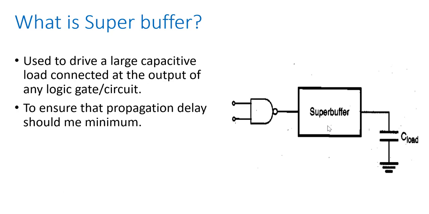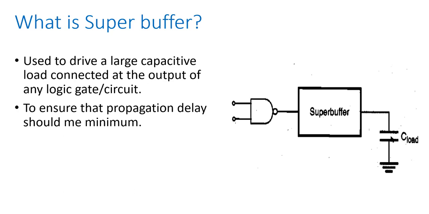Now the question will arise: if the super buffer is not used, is it possible to reduce the delay? Suppose without the super buffer, I connect the C load here directly. Is it possible to reduce the delay? From the basics we can say that since the value of C is high, the delay will be higher.